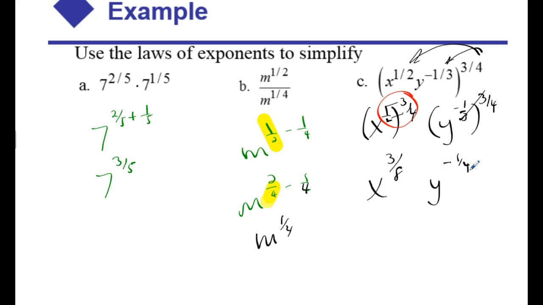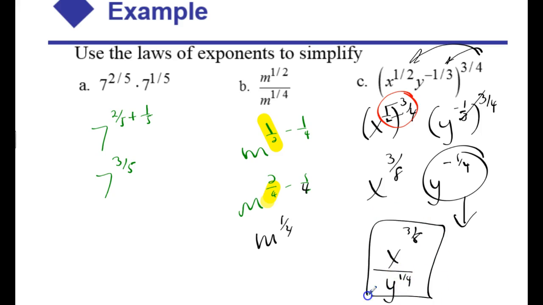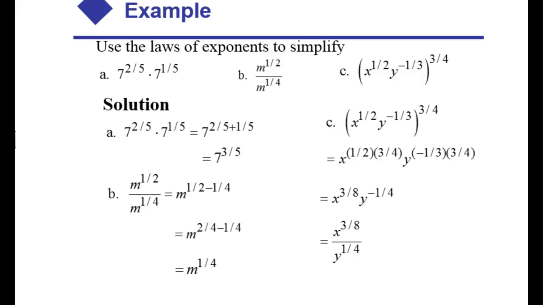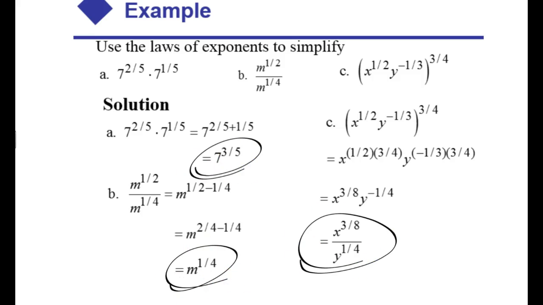But the negative says I'm going to throw this into the denominator. So x to the 3/8 stays in the numerator, and then the y goes in the denominator with a positive exponent. So the rule is, if you see a negative exponent, put it where it's not and change the sign. And looks like author agrees on all 3 solutions.